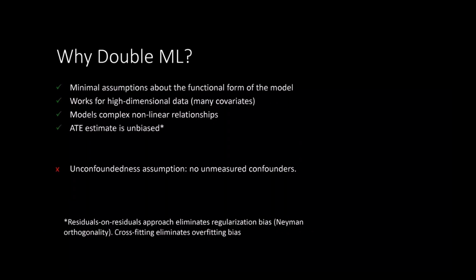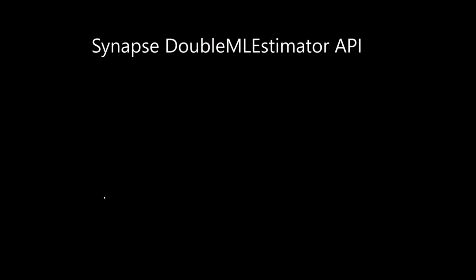With the predictive power and the flexibility of machine learning models, DoubleML does not assume or depend on a particular model type and therefore makes minimal assumptions about the functional form of the model. It can also capture complex and nonlinear relationships between treatment, outcome and confounders, which are more often found in real-world scenarios. However, one of the drawbacks of DoubleML is it assumes that all confounders have been observed and fed into the model. Now let's take a look at our implementation of DoubleML in Synapse.